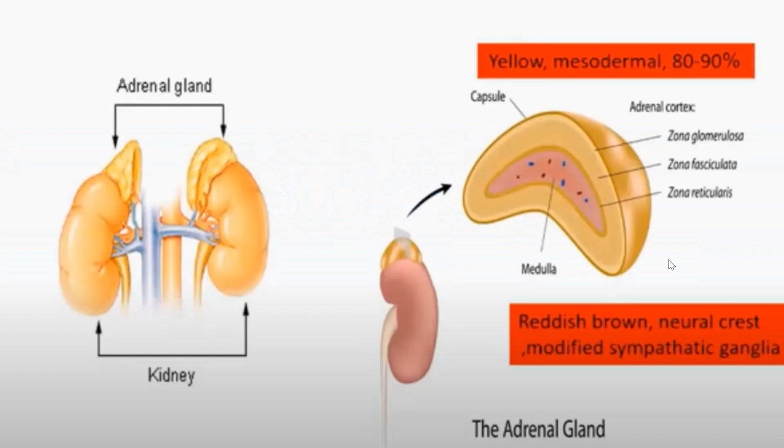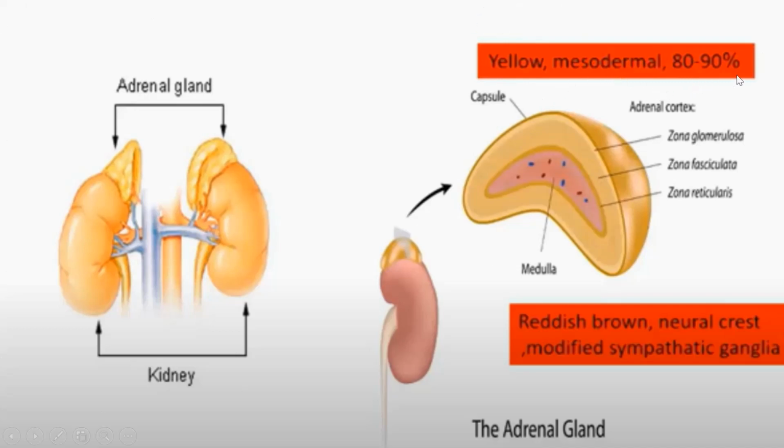As we know, they are two endocrine glands in contact with the upper border of both kidneys. And if we take a cross-section, we will find that it's formed of outer cortex and inner medulla. The adrenal cortex is yellow in color because its cells produce steroids, so these cells have numerous lipid droplets. And it's mesodermal in origin.